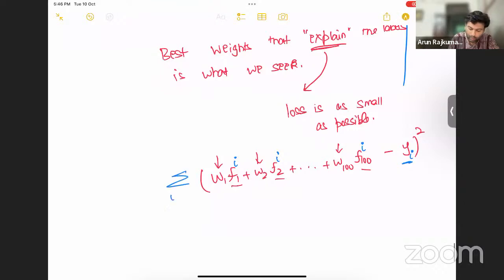And then I want to sum it up over all i's, right? So i equals 1 to, let's say, 1,000 days. If I have 1,000 data points, I have 1,000 days. And now I want to find that choice of W1 to W100 which makes this quantity as small as possible.